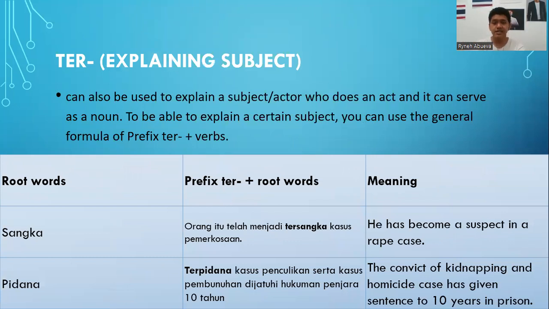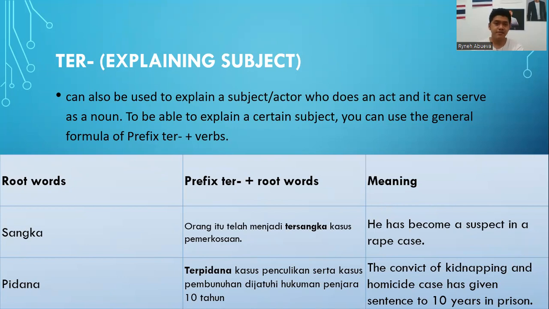And ter can also be used to explain a subject or an actor who doesn't act, and it can serve as a noun. And to be able to explain a certain subject, you can also use the general form of prefix ter plus verbs. So the root words, the examples in this slide are sangka. Sangka means to suspect, and pidana means like to be convicted or prisoner.